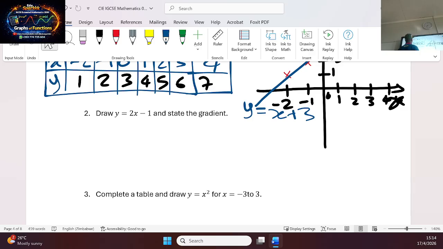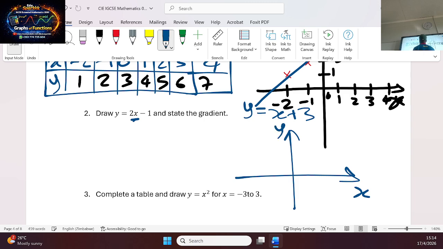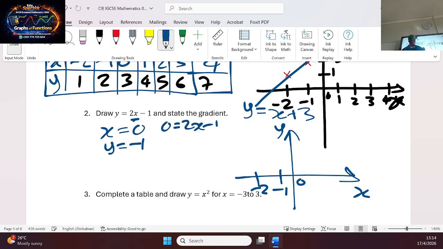Then next we are drawing another graph again, and we want to state its gradient. So this one here, we can just look at special points. Let me go to the Cartesian plane. I can see that it's linear because the highest power there is 1. So I put my x, I put my y. When x is 0, what will be the value of y? When x is 0, it means my y is minus 1. What about when y is 0? When y is 0, we have 0 equal to 2x minus 1. And when I do so, I'll get my x equal to half.